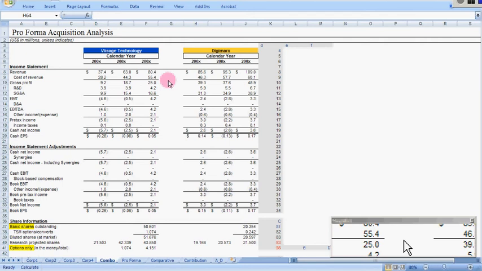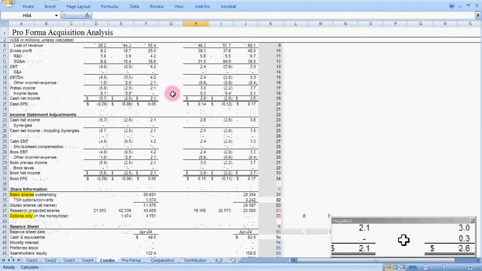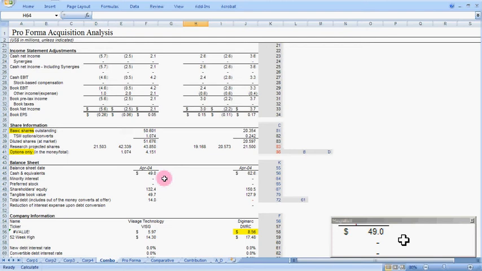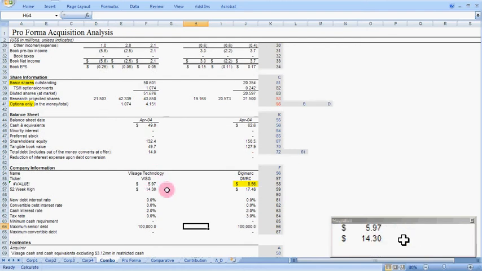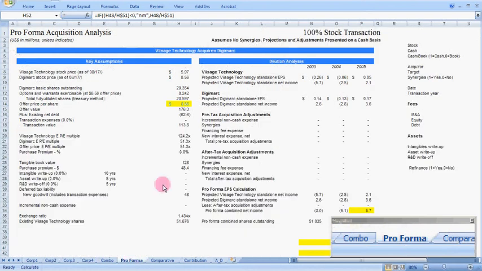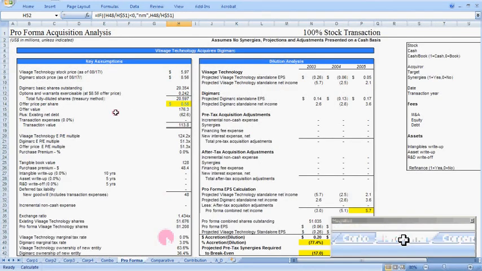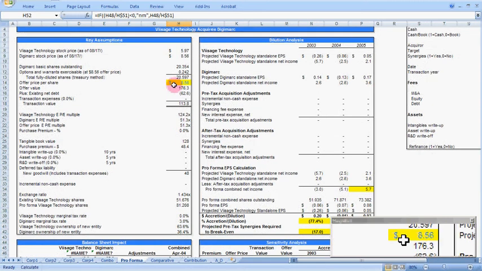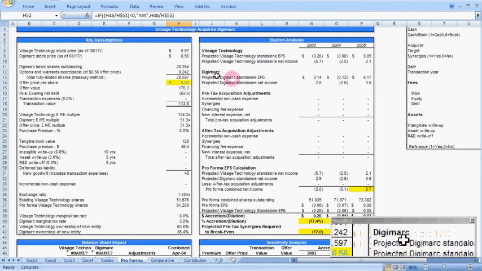This first page displays both companies' background information and, with this being a stock transaction, the share price, the number of shares outstanding, the options, and then there's the balance sheet pro forma with the actual share price right here. Now, moving over to the pro forma tab, because it's a tab-based model, on the pro forma acquisition, you see the offer value of 8.56 that Visage was buying Digimarc for.